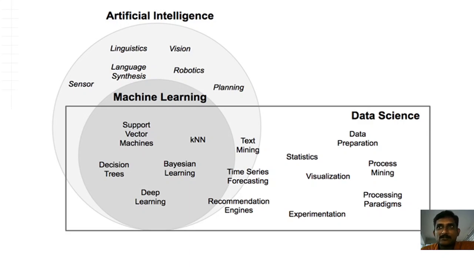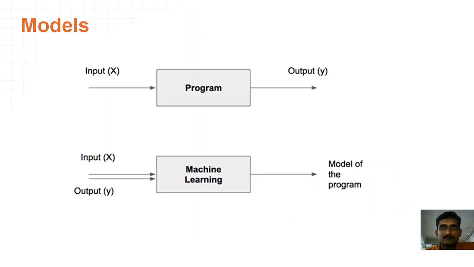And these terms, data science, data preparation, data mining and visualization, statistics, experimentations, come under the data science part. And machine learning has various algorithms: SVM, KNN, Bayesian learning, decision tree, deep learning. These algorithms we will see deeply in upcoming videos. And this is the machine learning model.